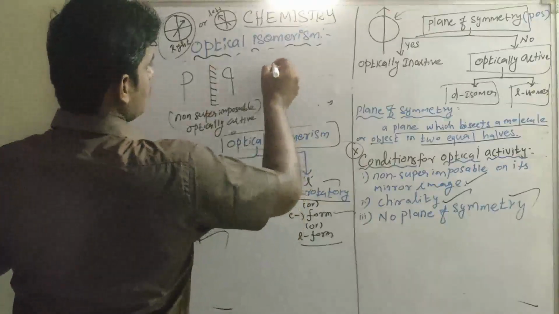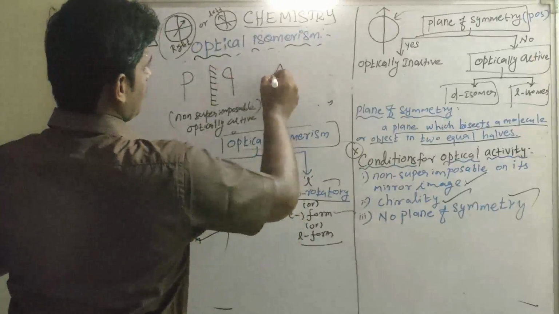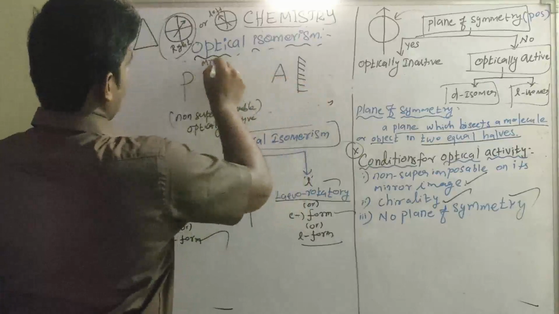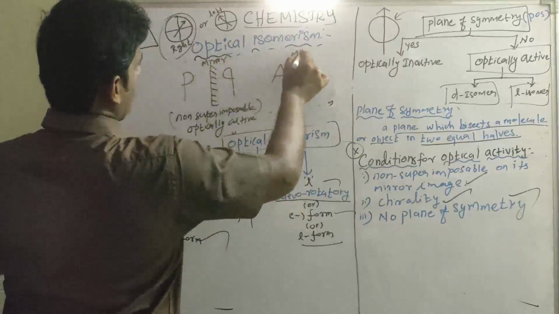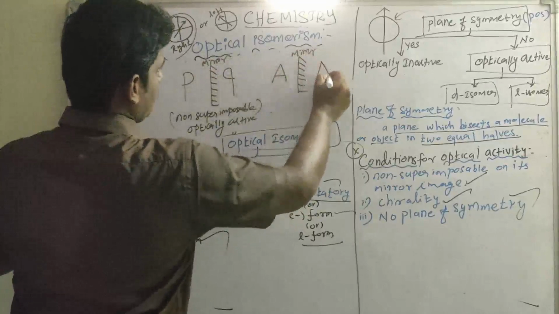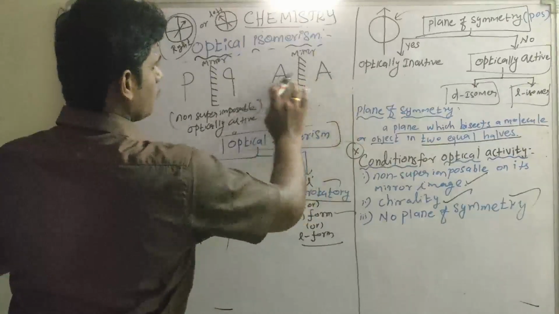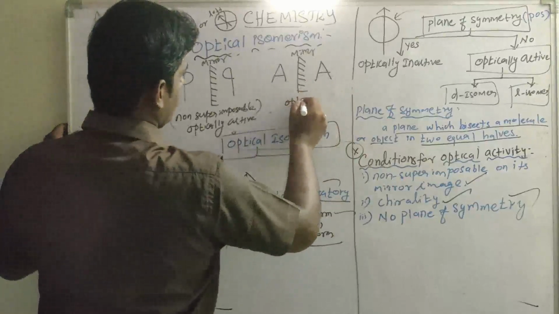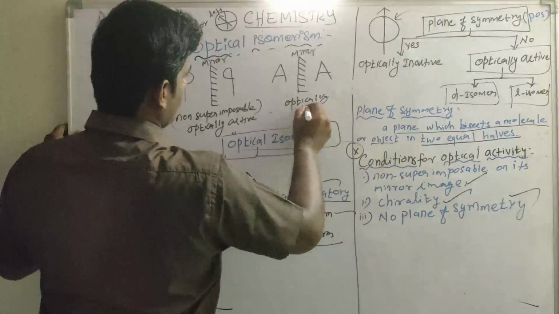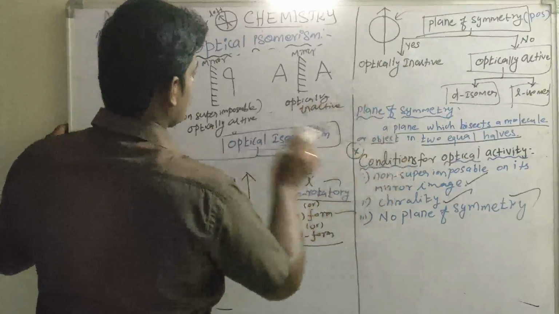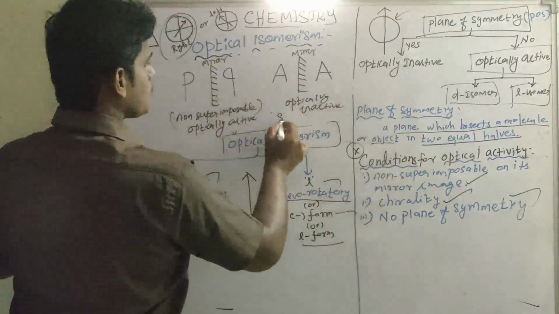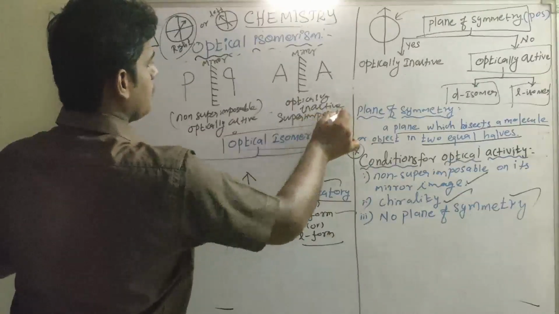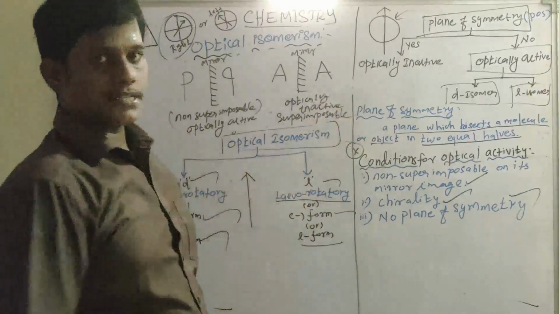Suppose you take the letter A. Place it in front of a mirror. Similarly you get the same image in the mirror. So both are the same mirror image. It is optically inactive. That's all. It is a superimposable mirror image. Okay.